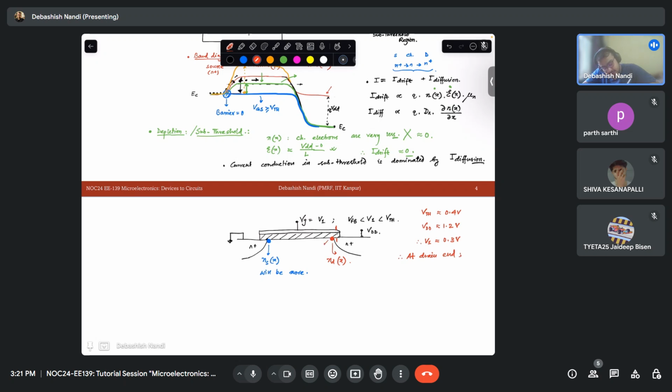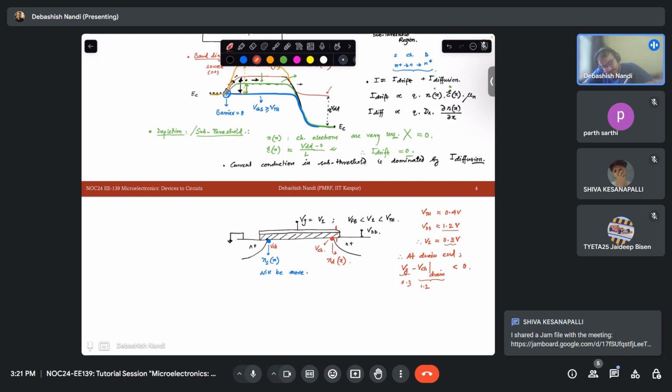Let's say this potential we call it VCH. At the drain end, VG minus VCH at the drain is almost negative. Why? Because your VCH is your VDD, 1.2, and this VG is your 0.3, right? Even electrons may not be present at that point. Fine.